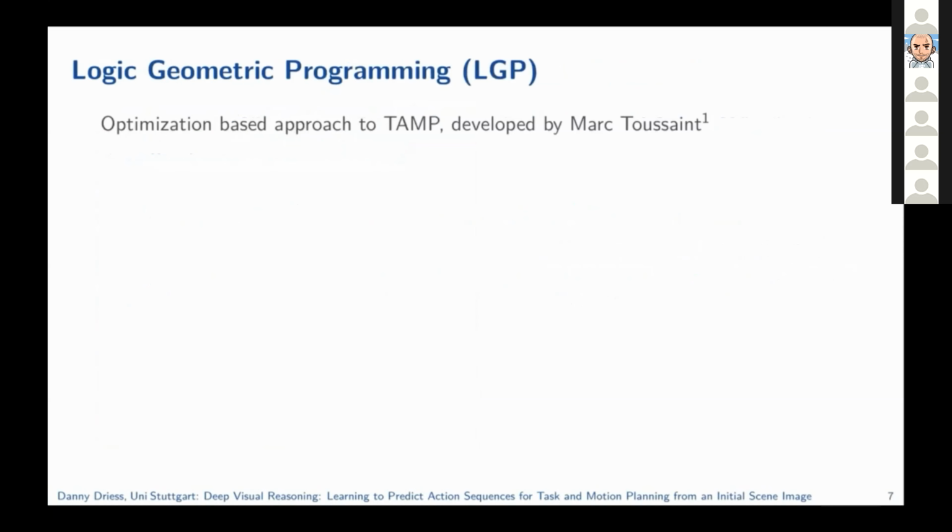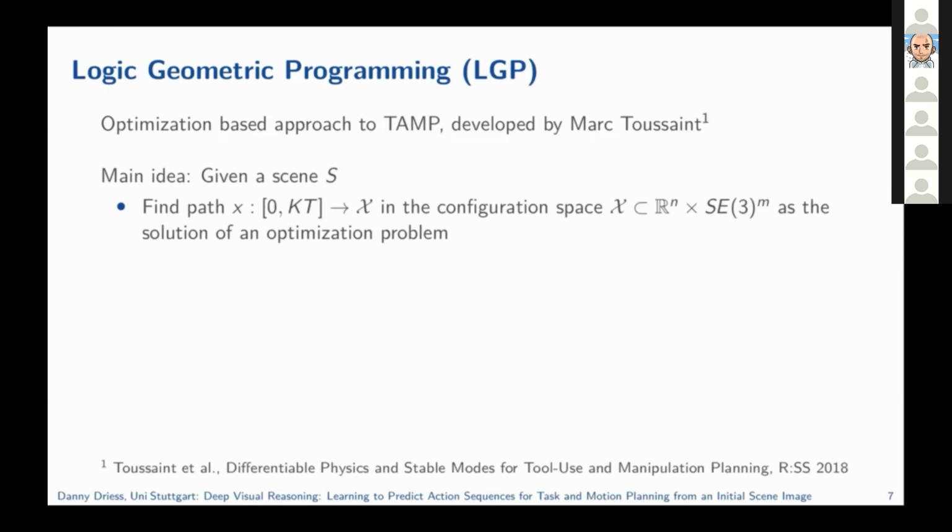First, I will quickly summarize logic geometric programming, or LGP, which is an optimization-based approach to task and motion planning. The idea is, given a scene S, to find a path X in the configuration space of all robots and objects as the solution of an optimization problem. This path consists of K phases with length T. The number of phases is part of the decision problem as well.